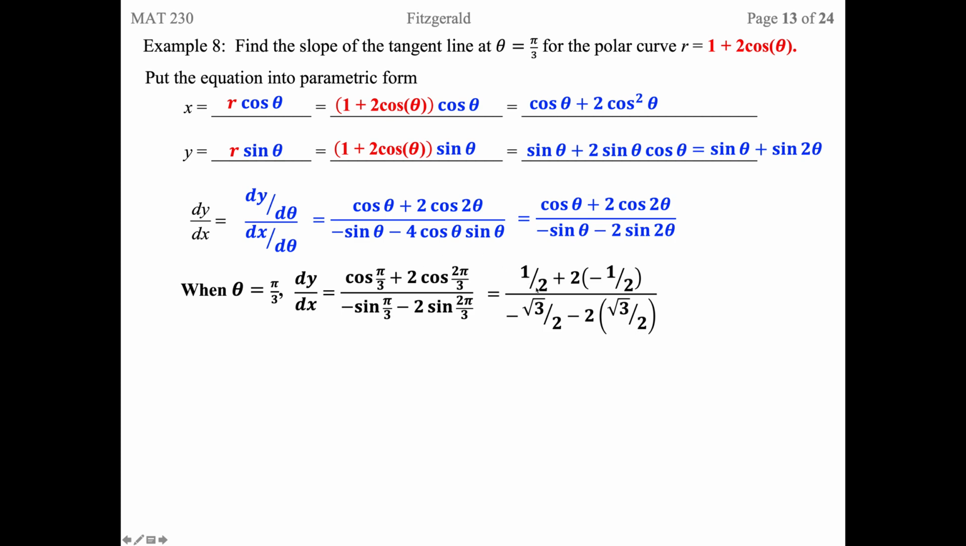All right, so 1/2 minus 2 over 2 is going to be negative 1 over 2. Negative radical 3 over 2 minus 2 radical 3 over 2 is minus 3 radical 3 over 2. Negatives become positives. My 2's can cancel. Rationalize that. Let's see, radical 3 over 9. There's my answer.